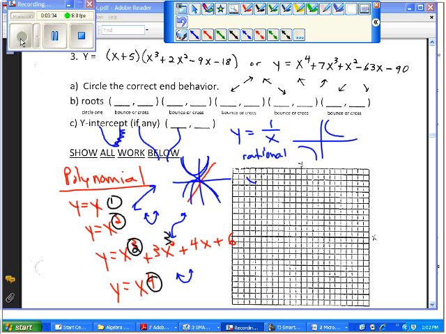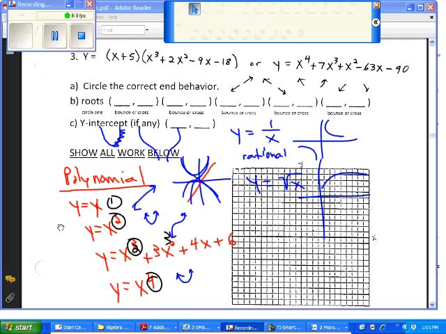If we had a radical graph like y equals square root of x, the graph looks something like that. Okay? And that's a radical graph. All right, so that's the general idea of what a polynomial function looks like versus a rational function versus a radical function. Okay? And we talked about the end behaviors of polynomial functions.